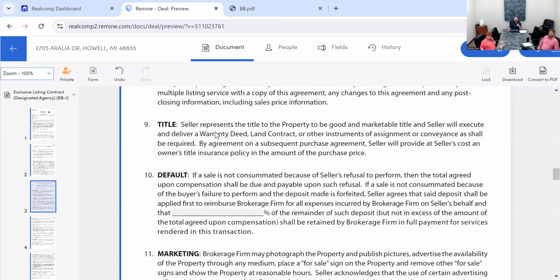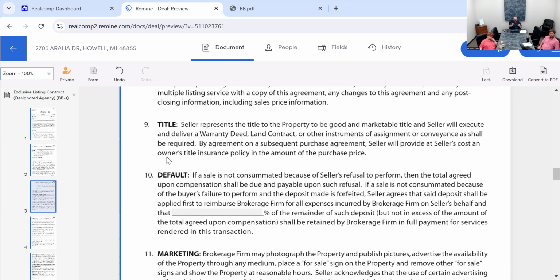All right, seller represents the title to the property to be good and marketable title, and seller will execute and deliver a warranty deed, land contract, or other instruments of assignment or conveyance as shall be required. By agreement on a subsequent purchase agreement, seller will provide at seller's cost an owner's title insurance policy in the amount of the purchase price. So this is where you should be able to explain to them that one of their closing costs is going to be an owner's title policy.